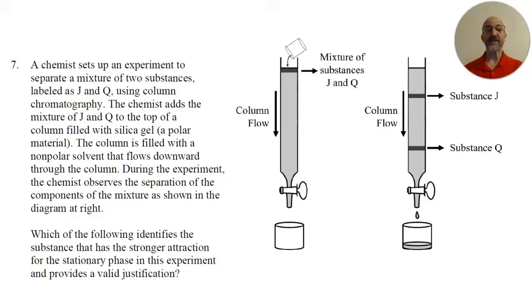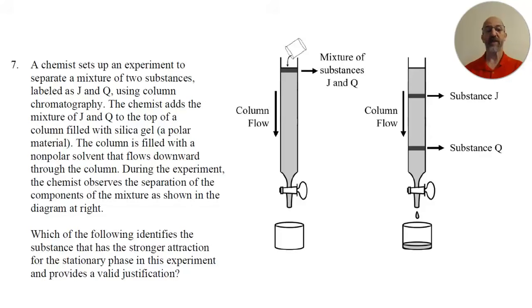This is question 7, which has to do with chromatography. It says, a chemist sets up an experiment to separate a mixture of 2 substances labeled as J and Q using column chromatography. The chemist adds the mixture of J and Q to the top of a column filled with silica gel, a polar material. The column is filled with a nonpolar solvent that flows downward through the column.